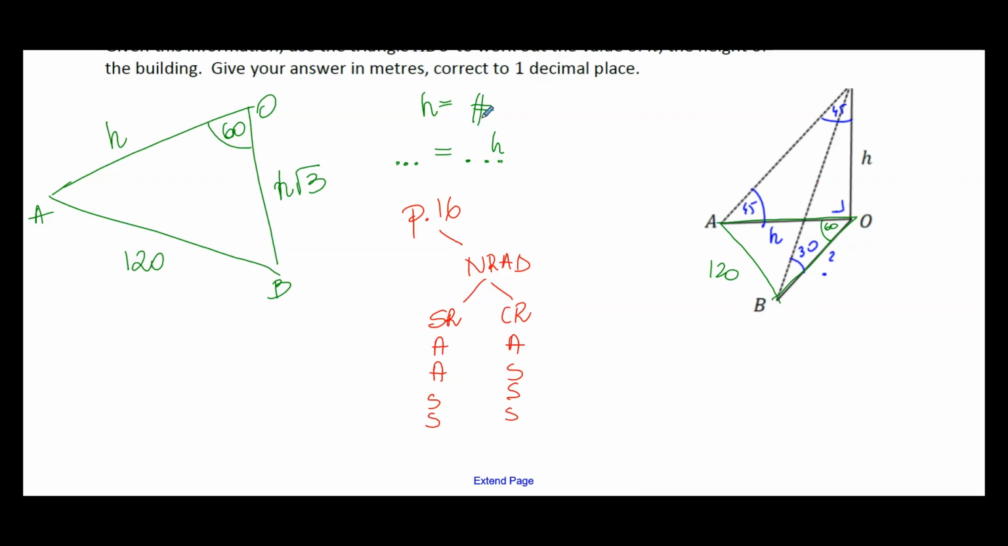H is one of the sides, isn't it? So I'm saying I'm looking for a side. What information do I have? 120. That is a side. Have it, tick. Then I have another side, h square root of 3. So tick. And then I have an angle. So I have that, I have that.